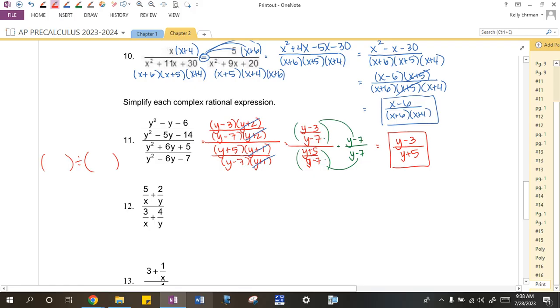So is that shortcut much of a shortcut? In this problem, not really. It's not really any different than flipping the second fraction and going from there.